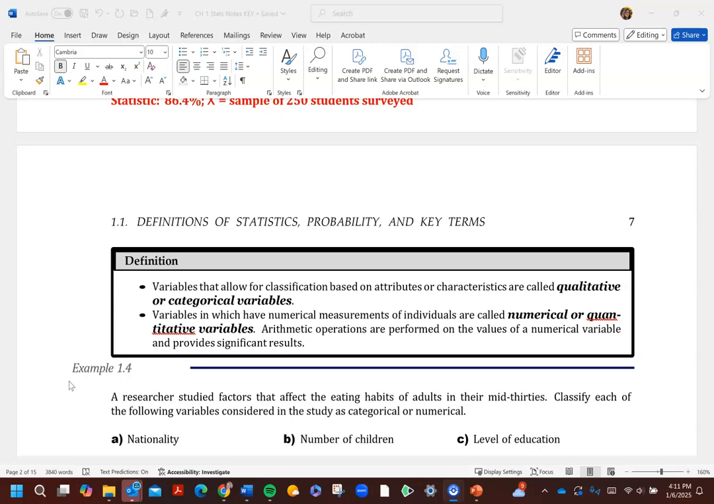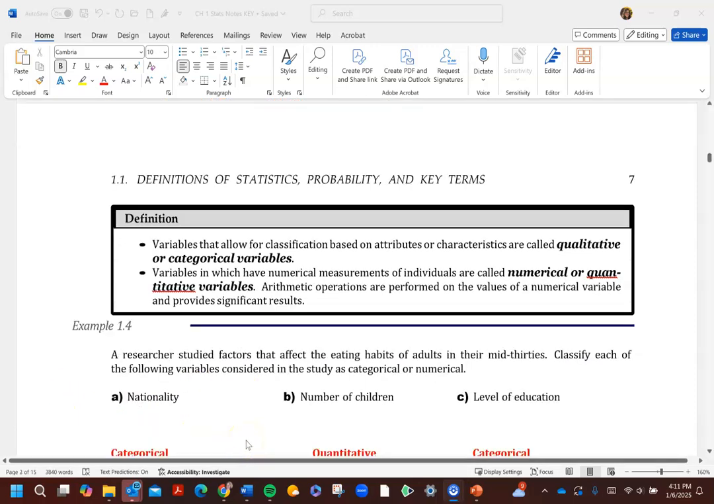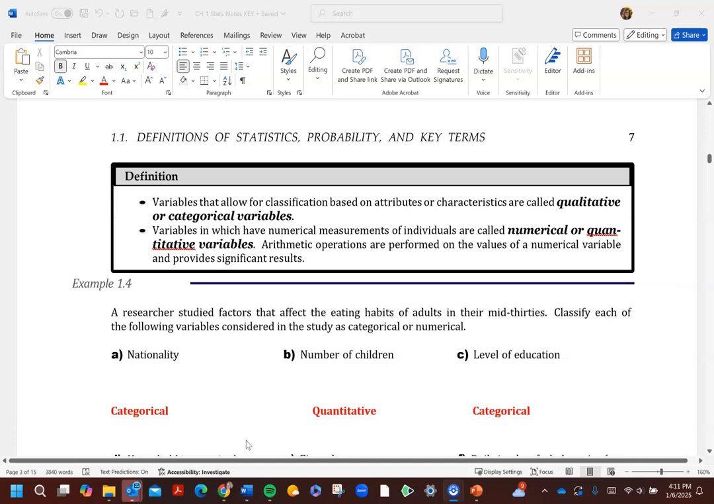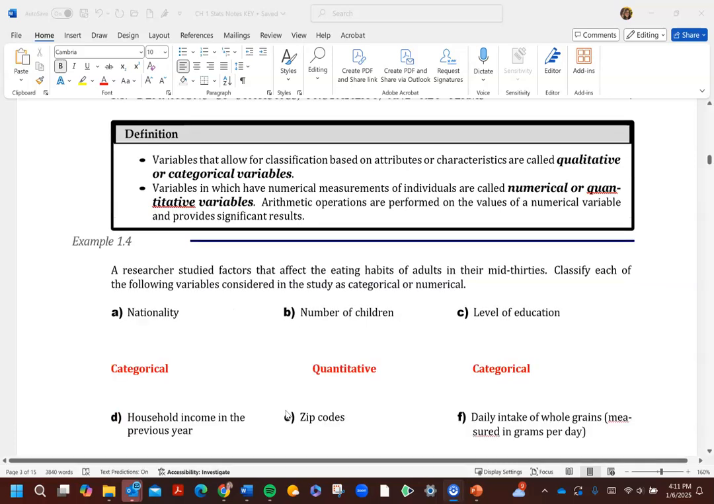So nationality, that's just describing. So that would be categorical. Number of children is quantitative. You can measure that. Level of education is categorical. Other categorical things like hair color, eye color, things like that. Numerical would be more like temperatures and things like that. So just kind of think about that. Now the next one you can try on your own. Let's pause the video.